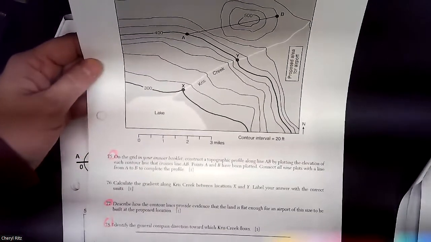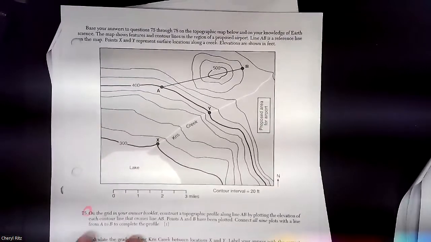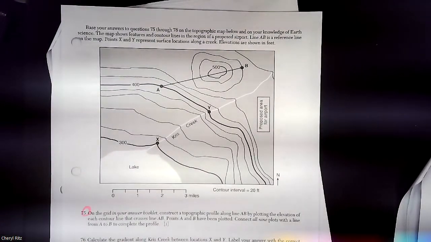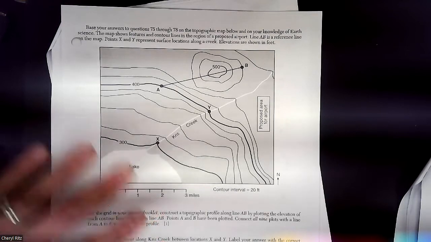You'll notice I highlighted them for you on this paper. And the directions say, base your answers to 75 through 78 on the topographic map below and your knowledge of earth science. The map shows features and contour lines of the region of a proposed airport. Line AB is a reference line on the map. Points X and Y represent surface locations along the creek. Elevations are shown in feet.